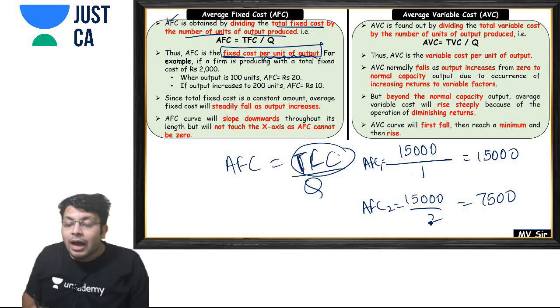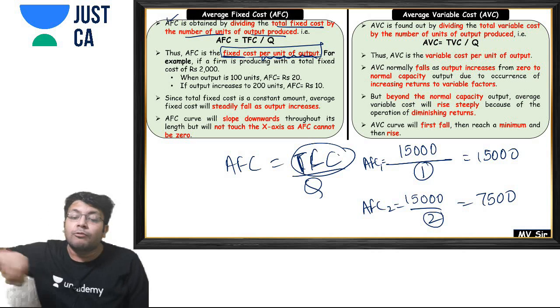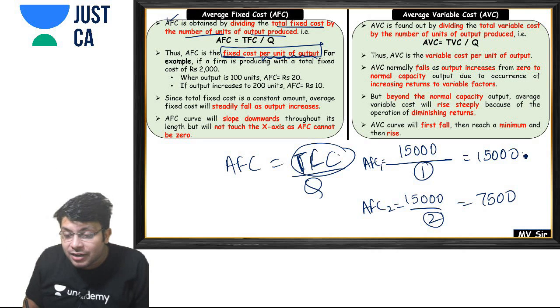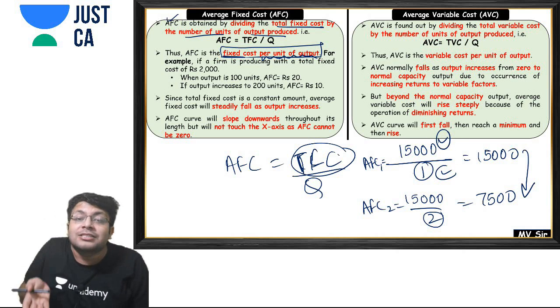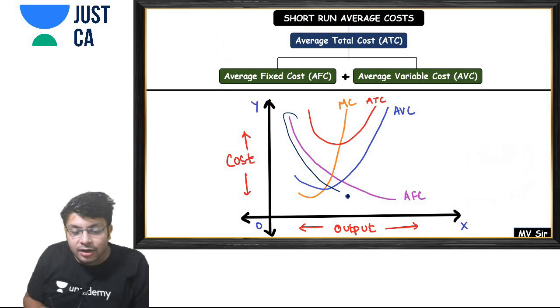The denominator will keep on increasing with the level of output. So my average fixed cost will keep on decreasing, because my numerator is the same, but the denominator is going on increasing. So that is why my average fixed cost curve is a downward sloping curve.